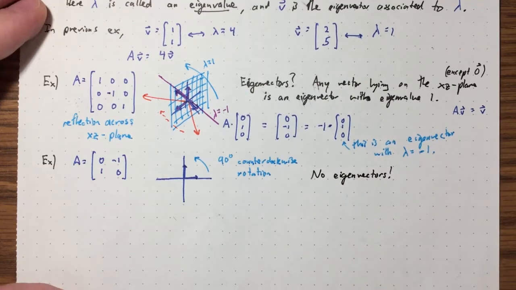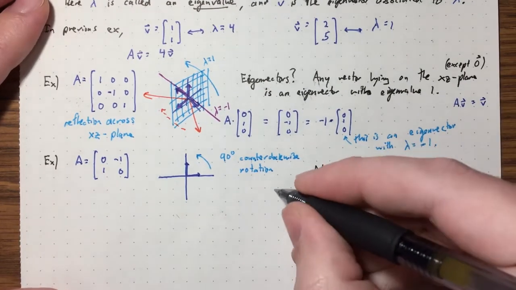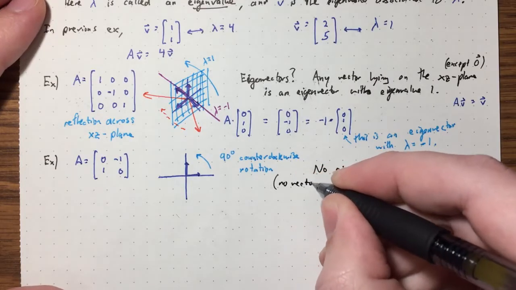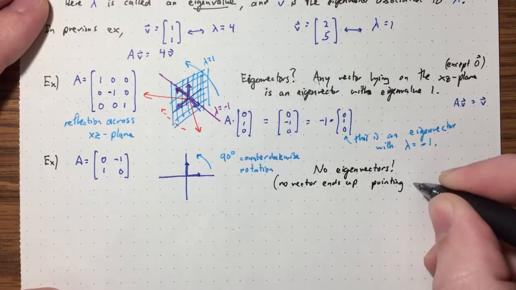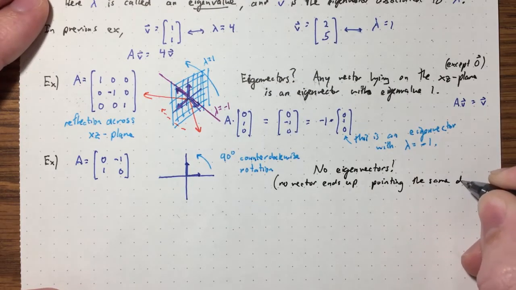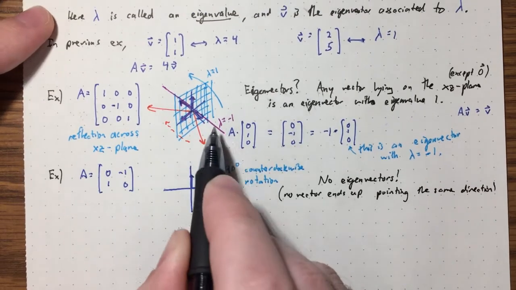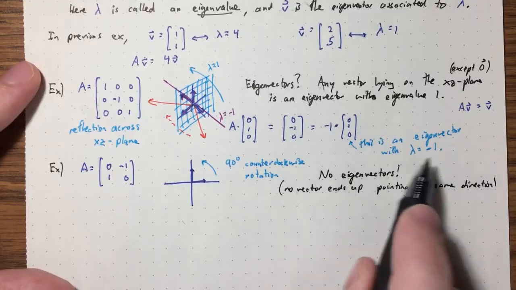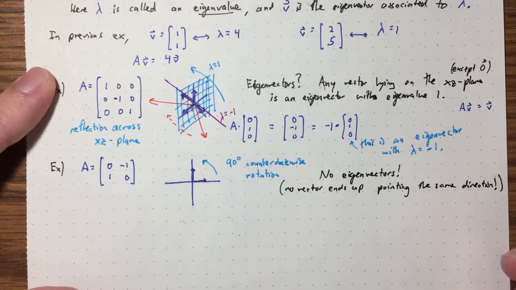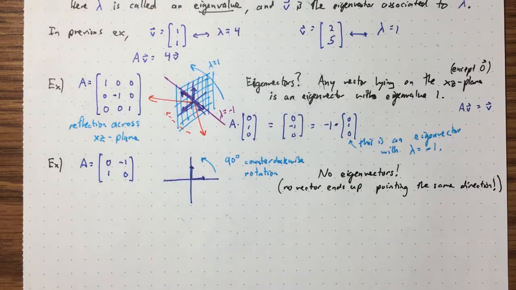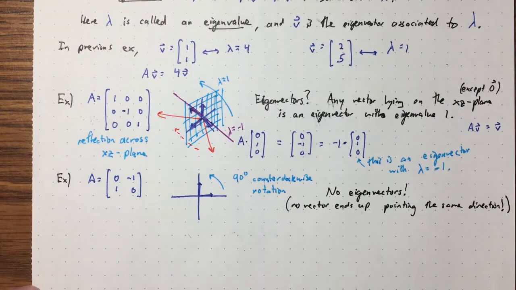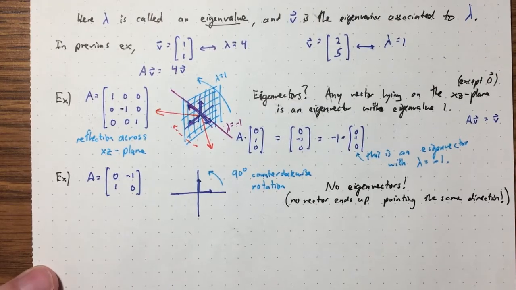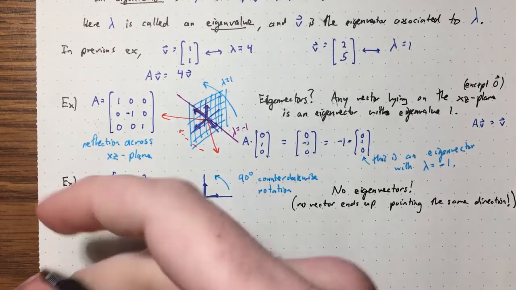And that's because no vector ends up pointing the same direction. Or even the opposite direction, right? We're allowed to have vectors that end up pointing the opposite direction. That's a scalar of -1. But we don't have that when we're dealing with a 90-degree rotation. Okay, so there are no eigenvectors for the 90-degree rotation matrix. It turns out the story is a little bit more complicated than that, but we'll get to that in due time.